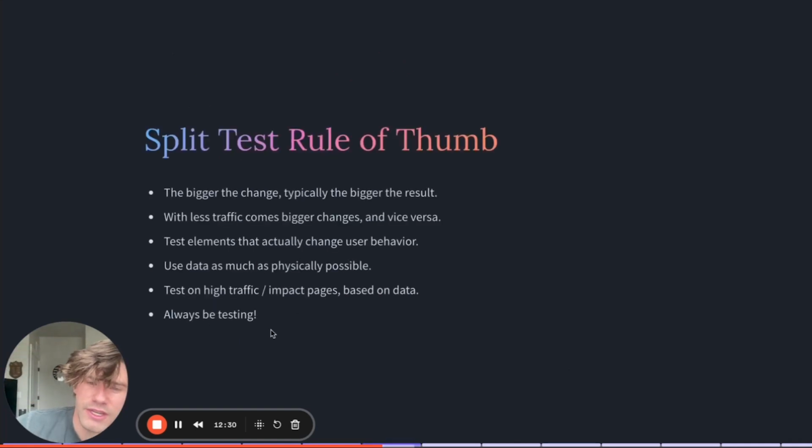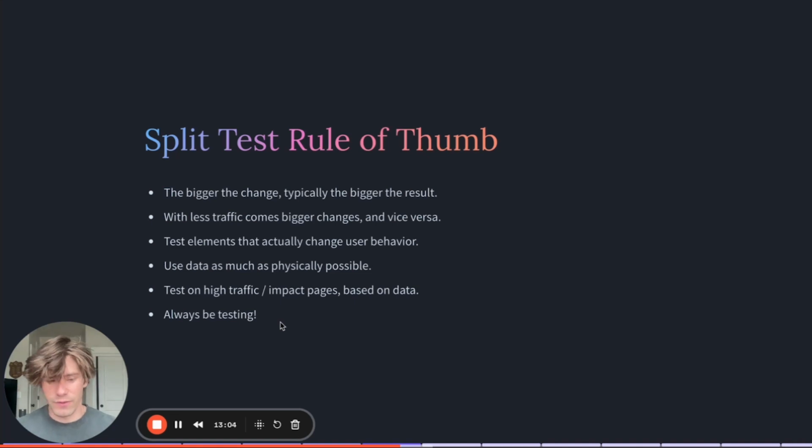So the bigger the change, typically the bigger the result. So unless you have a ton of traffic or your site is already really dialed in, like you've been split testing every couple of weeks for a year or two, then you want to test big changes on the page. Okay, you don't want to test, for example, changing the verbiage of the add to cart button or changing the color of the add to cart button, like small changes that aren't really going to impact user behavior. You don't really want to mess with that until you're super dialed in and already where you want to be.